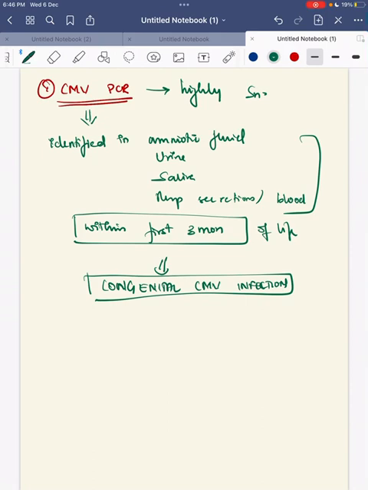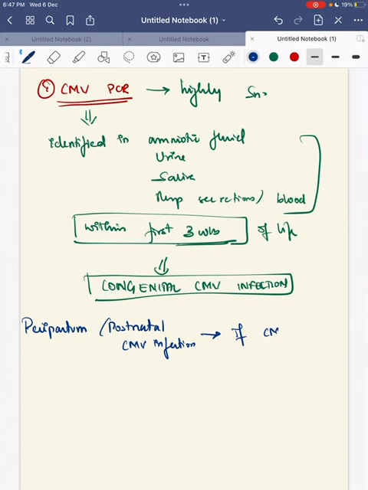Suppose the CMV PCR is negative for the first 3 weeks, but it is found to be positive at the 4th week of life, then the child is having a peripartum or postnatal CMV infection. So I'll write it here, peripartum or postnatal CMV infection, that is if CMV is detected after 4 weeks of life.